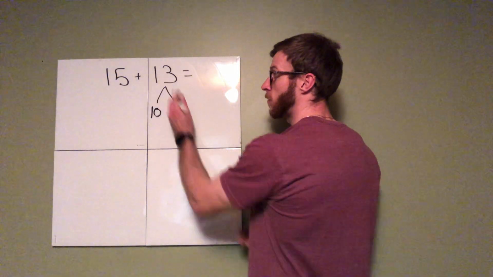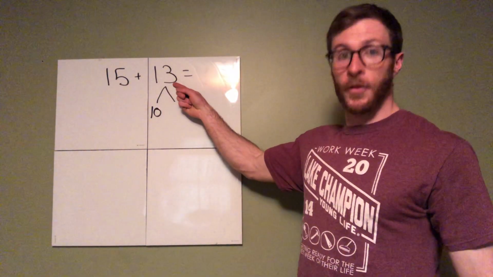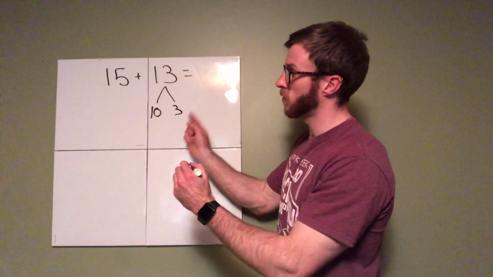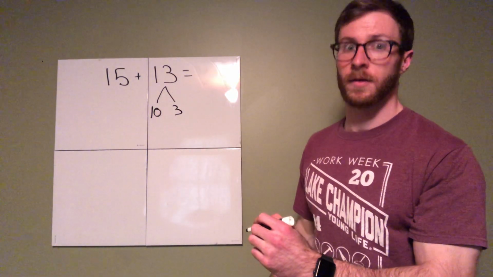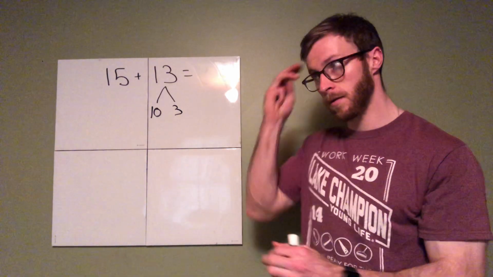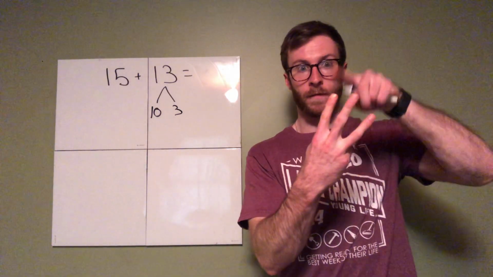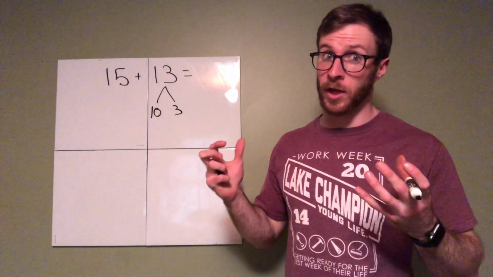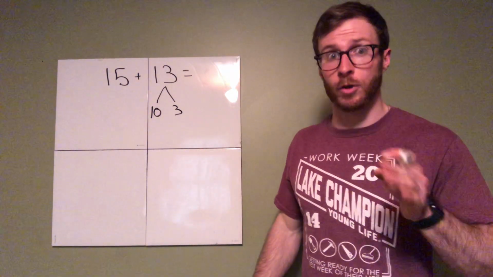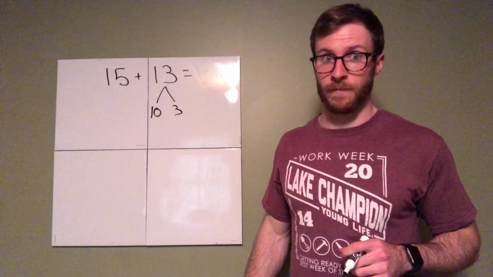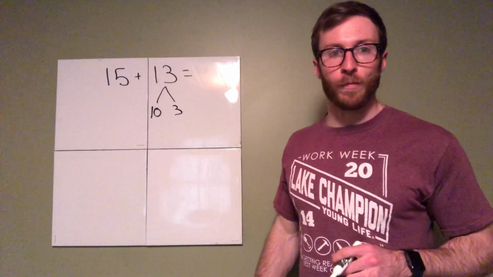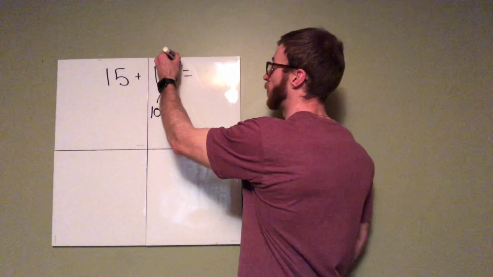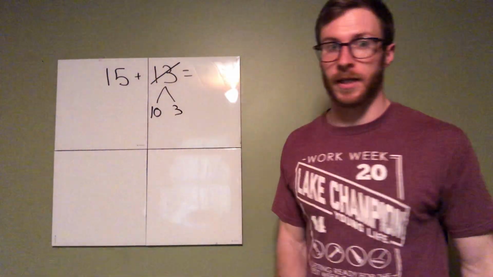And then how many ones do we have? 3. So double check me. Does 10 plus 3 equal 13? Yes, it does. 10, 11, 12, 13. All right, so we're right there. Now, I took my 13 and I split it up into two groups. Do I have a group of 13 anymore? Nope, I don't. So what am I going to do with it? I'm going to cross it out. So I cross out my 13.